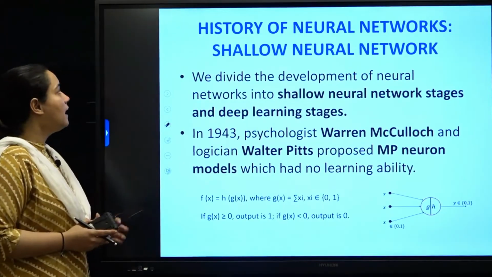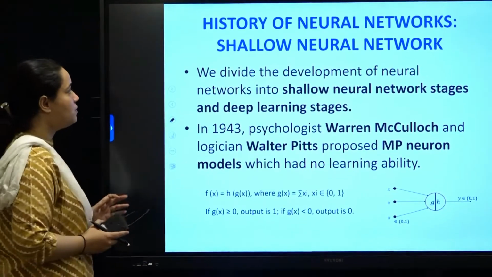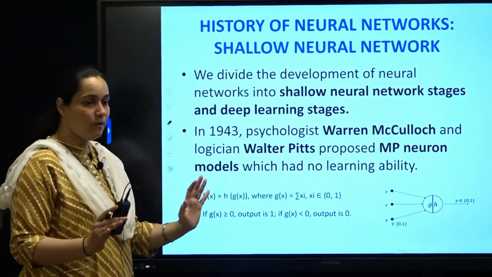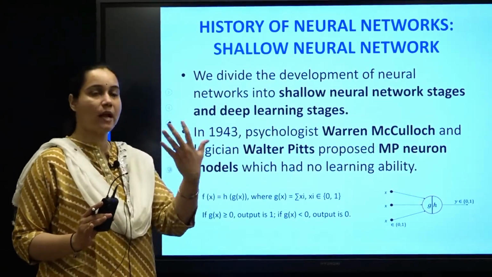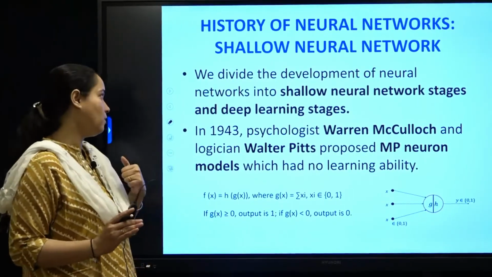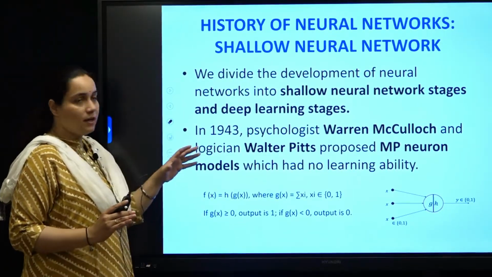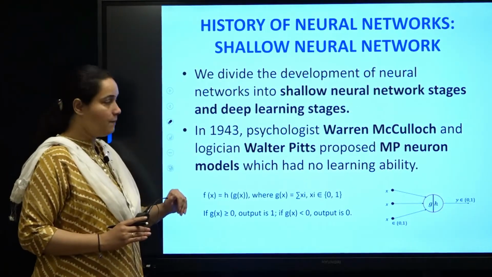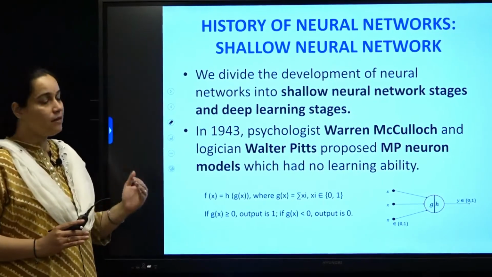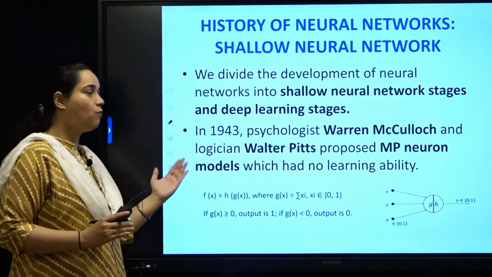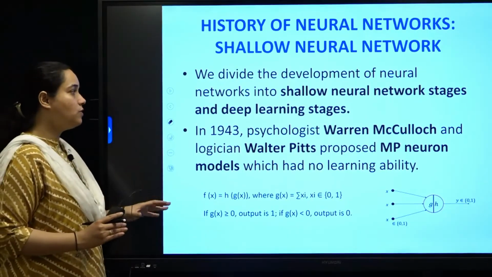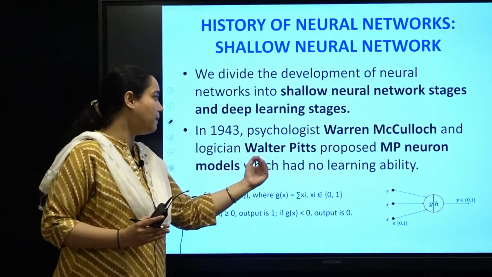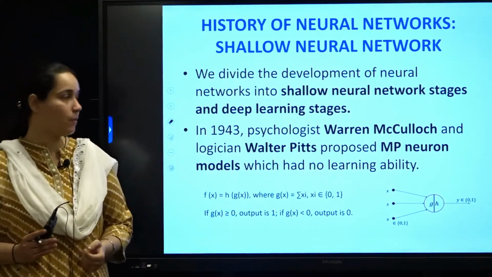Alright. As I begin with the first one, which is the shallow neural network, we divide the entire development of neural networks, as I discussed, into shallow neural networks and deep neural networks. For the shallow neural network, the advent began in the year 1943, where a psychologist called Warren McCulloch and a logician called Walter Pitts both proposed an MP neuron model, named with their initials, McCulloch and Pitts.